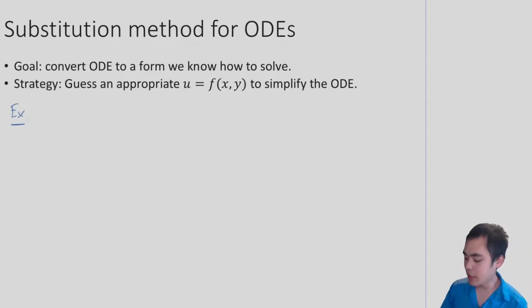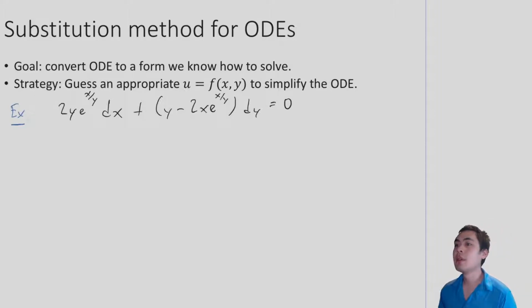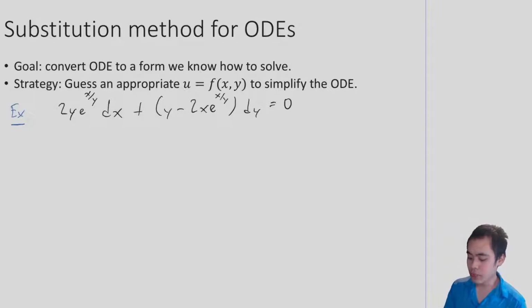Let's suppose that I have the example 2y e to the x over y dx plus (y minus 2x e to the x over y) dy is equal to 0. There are a couple ways you could approach this. One is you could check to see if this was exact and try to use an integrating factor. Another way is to use a substitution. In this particular case, we're going to guess the substitution u is equal to x over y, since that seems like something that appears a number of times. And so this implies that x is equal to uy.